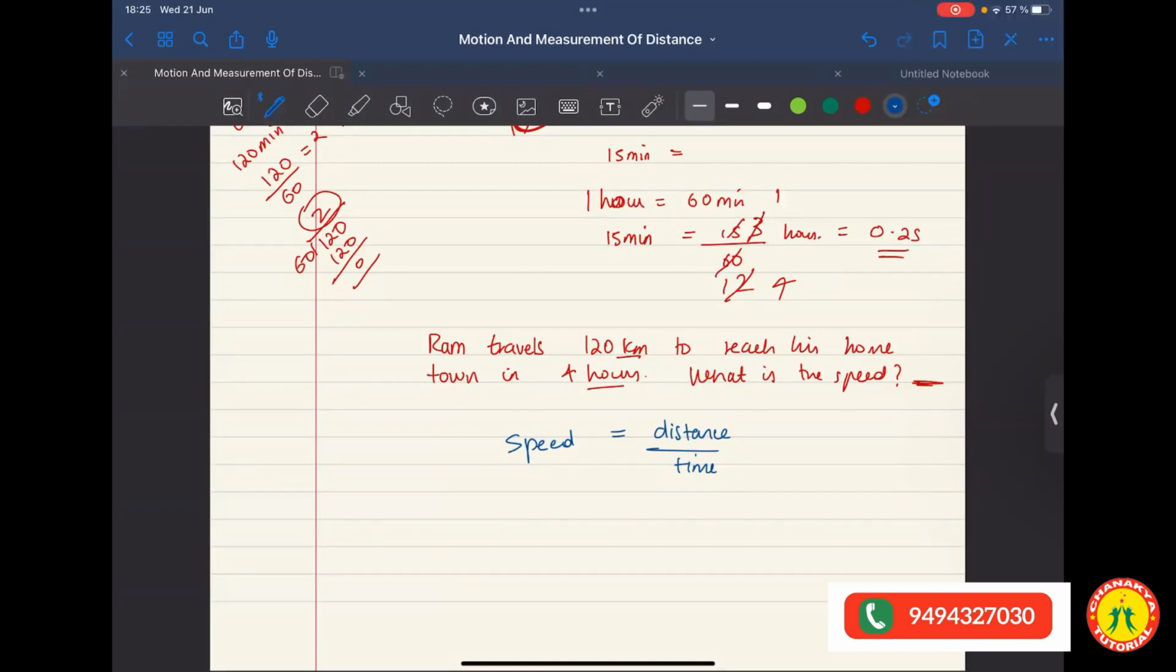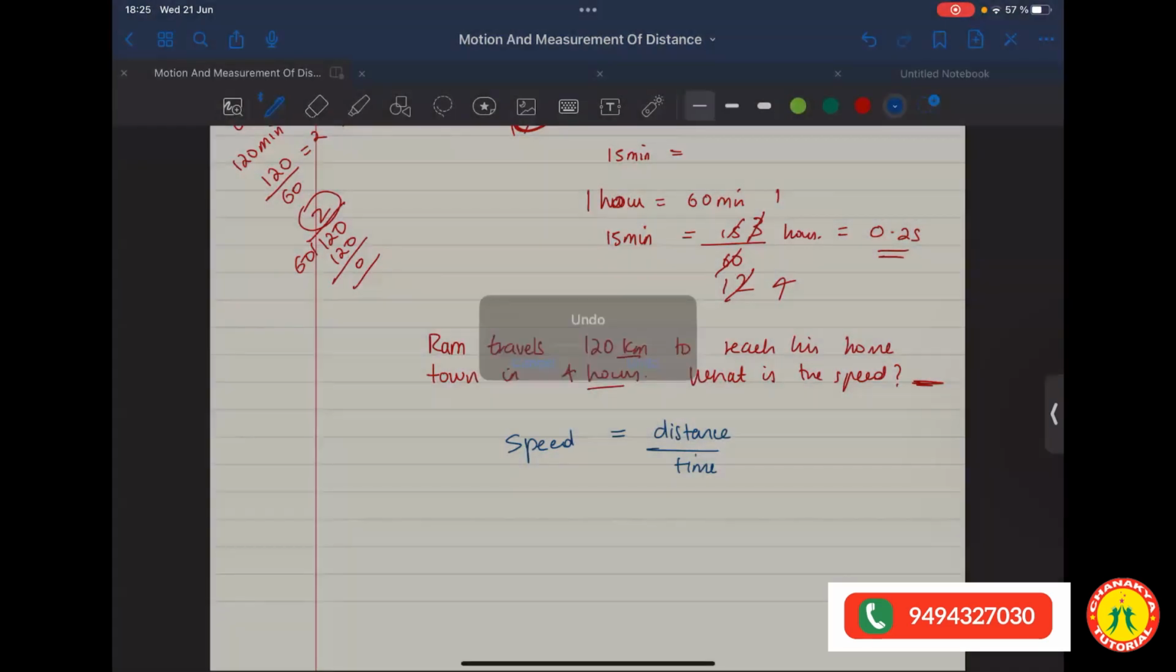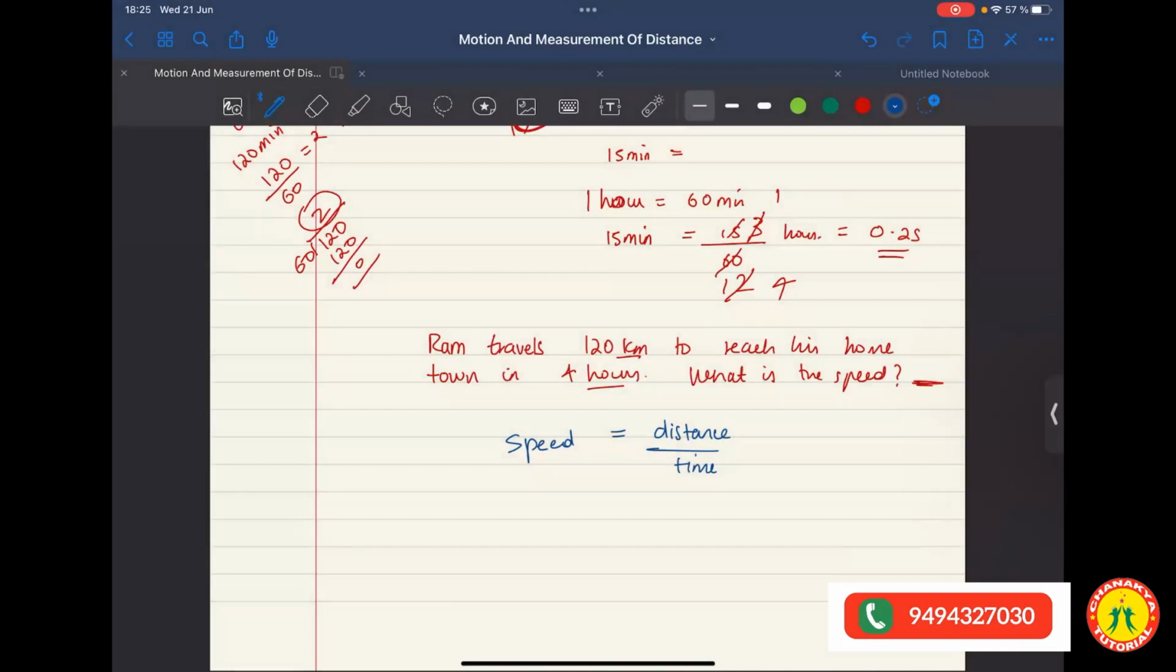Why should you multiply? Advika, is Adrit's answer correct? Oh, ma'am, speed equals distance by time. Okay, so what is the mistake that he did? Ma'am, we should divide. Okay, what number and what number? Ma'am, distance is 120 and we should divide 120 divided by 4.